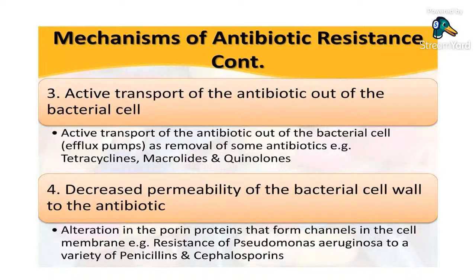Third, active transport of antibiotics out of the bacterial cell, an efflux pump or removal of some antibiotics, for example tetracycline, macrolides, and quinolone. Fourth, decreased permeability of the bacterial cell wall to the antibiotics, with alteration in the protein that forms channels in the cell membrane. For example, resistance of Pseudomonas aeruginosa to a variety of penicillins and cephalosporins.